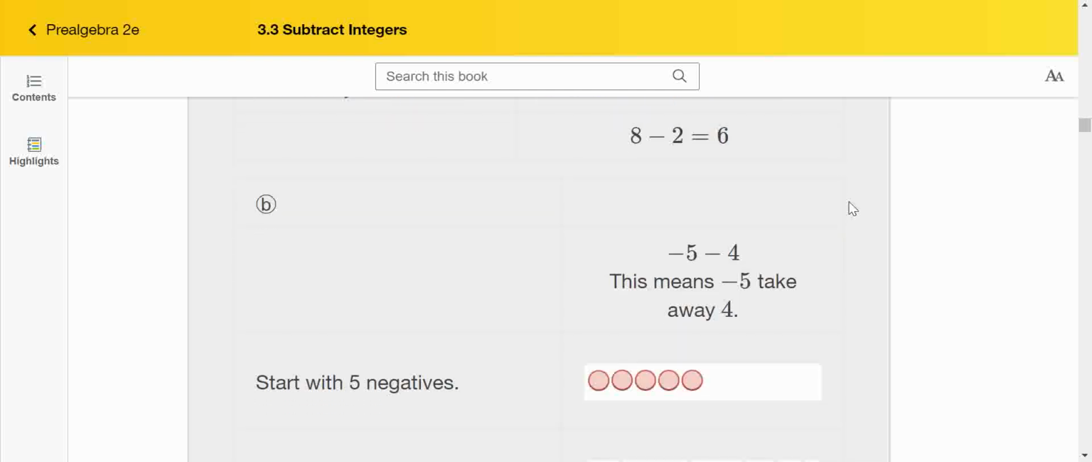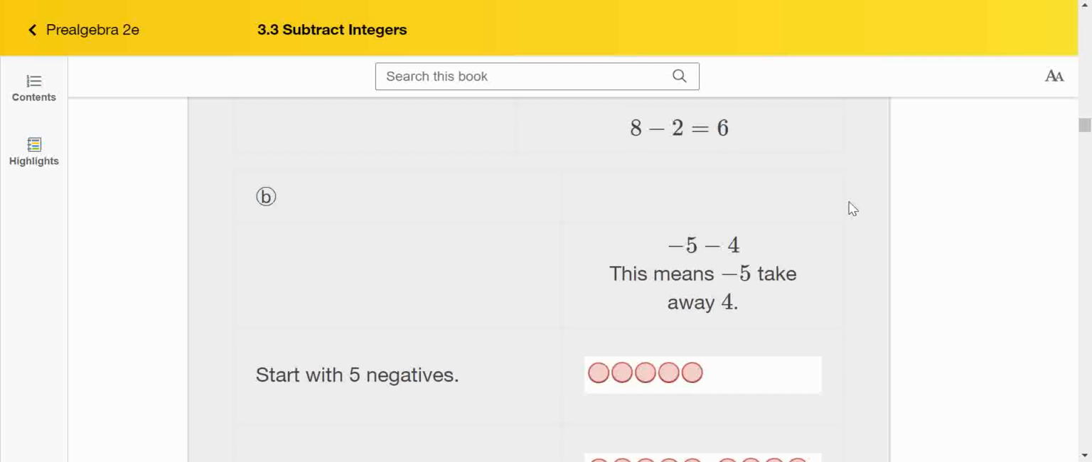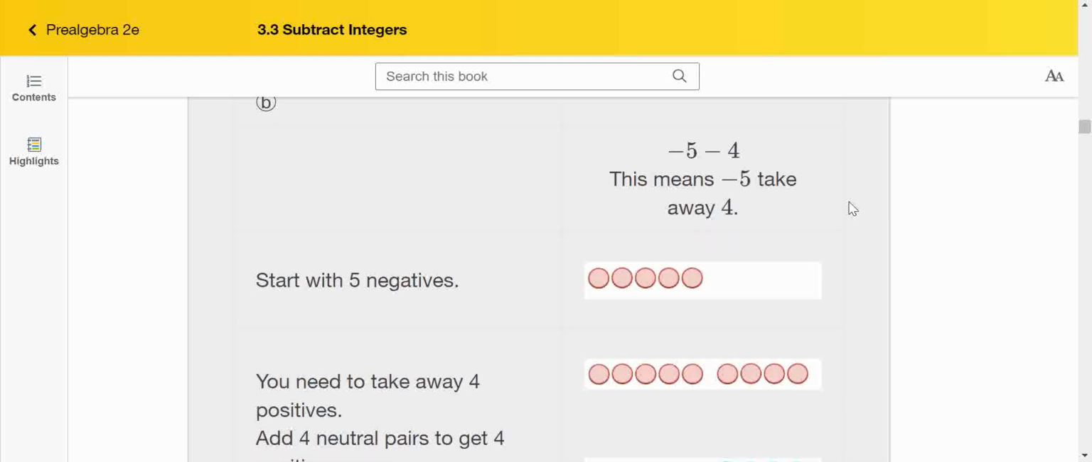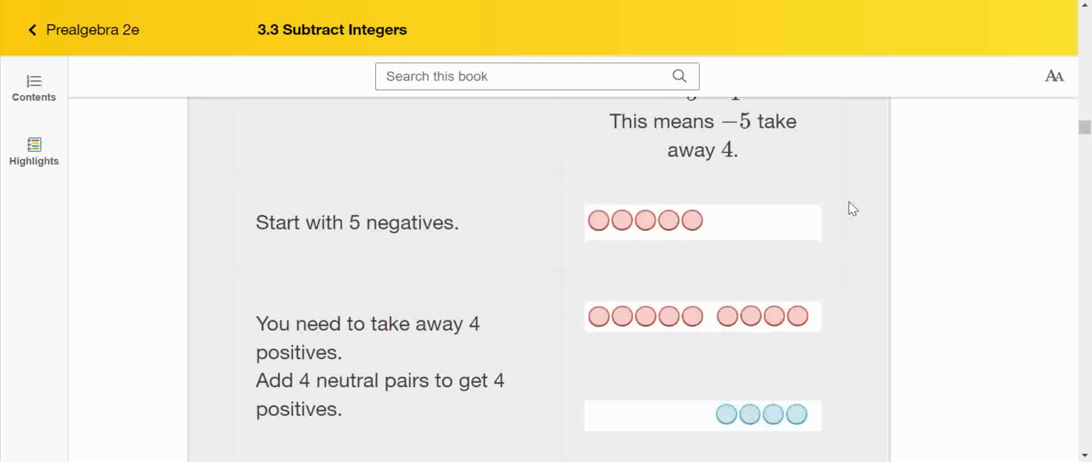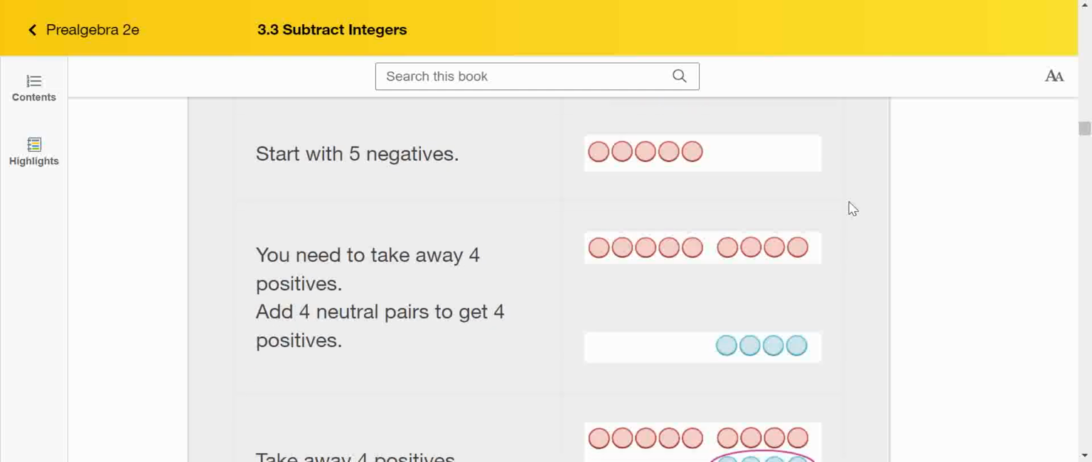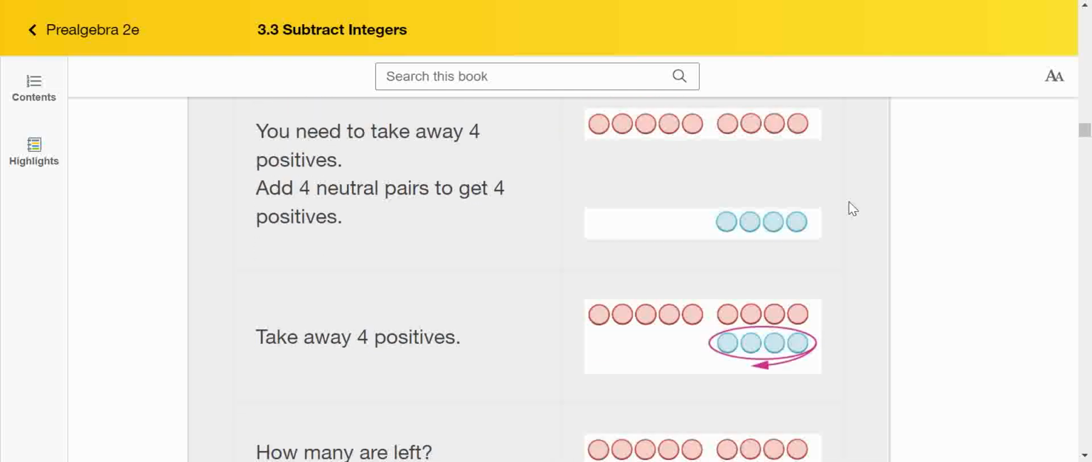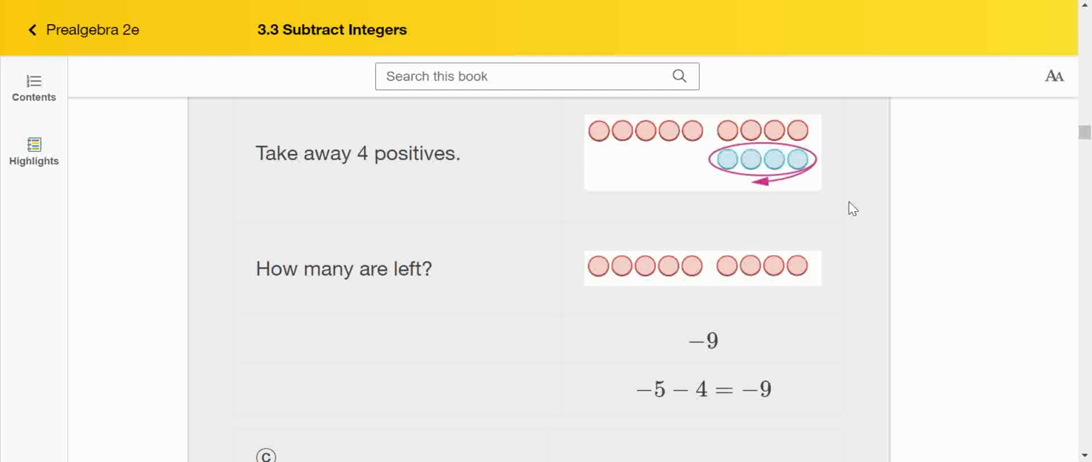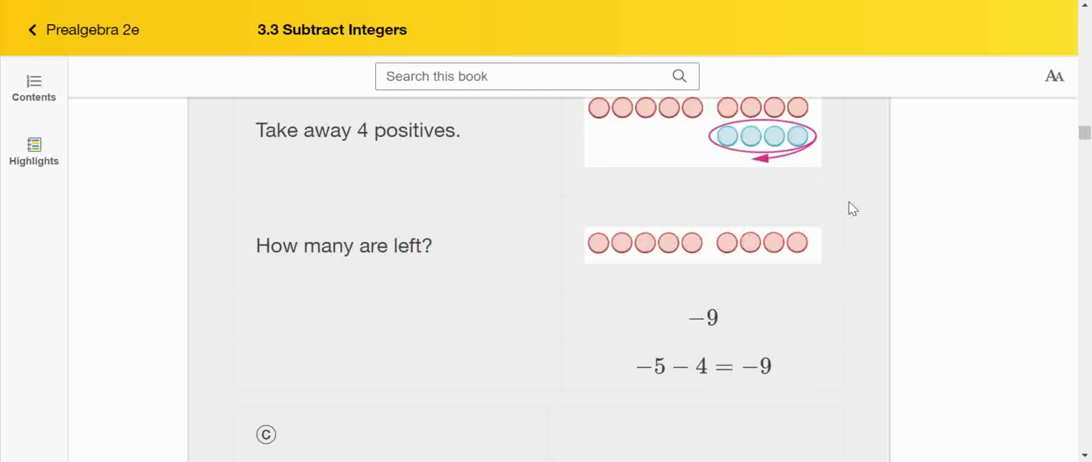We go to B, -5 minus 4. This means -5 take away 4. Start with 5 negatives. You need to take away 4 positives. Add 4 neutral pairs to get 4 positives, take away those 4 positives, and how many are left? Minus 5 minus 4 equals minus 9.